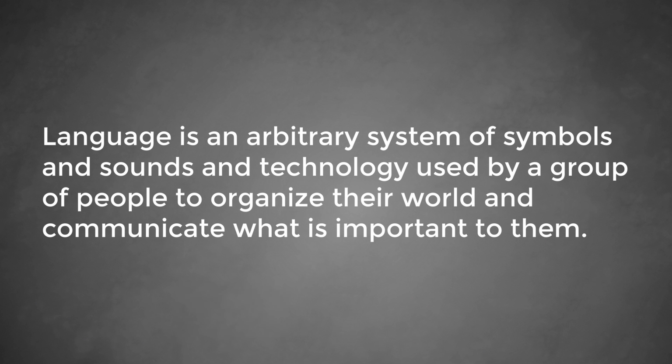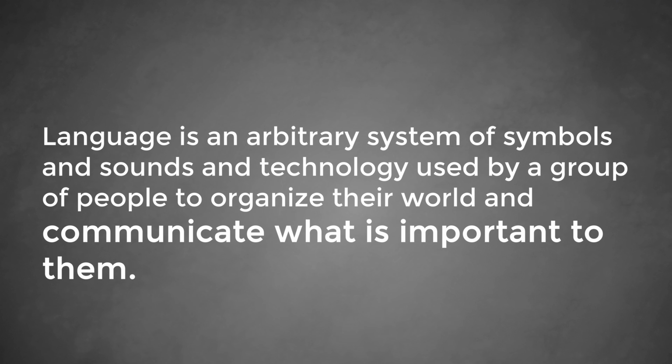Remember our definition of language. Language is an arbitrary system of symbols and sounds and technology used by a group of people to organize their world and communicate what is important to them. We have seen how different communicating what is important can be between languages. We saw this when we learned that the speakers of Gugu Yimitir in Australia communicate the position of objects in space in terms of north, south, east, and west, instead of with left or right, in front or behind.